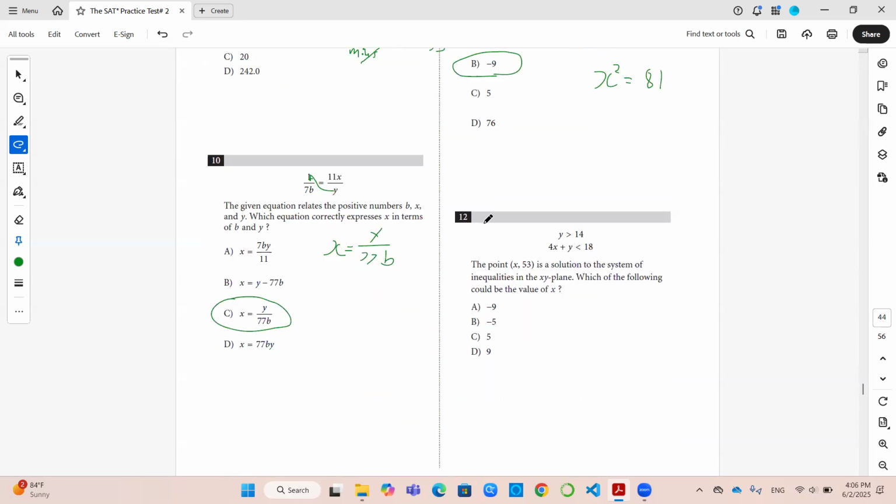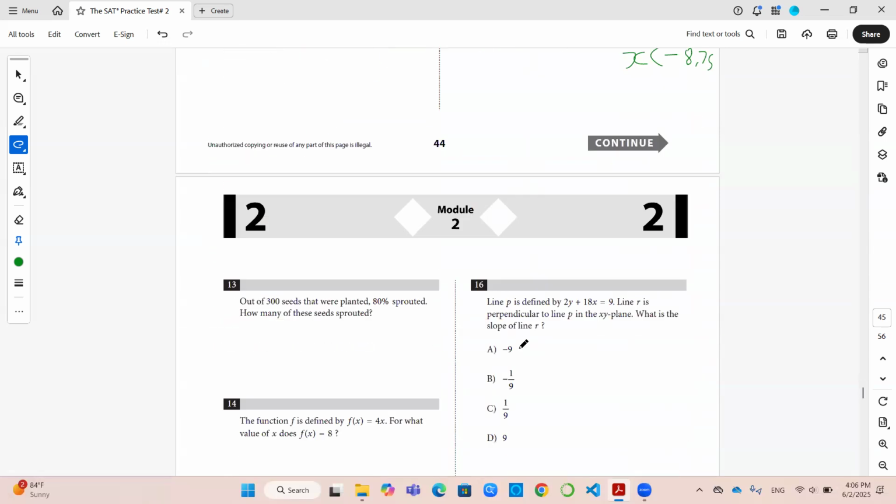The point x comma 53 is a solution to the system of inequalities in the xy plane. Which of the following could be the value of x? So I'm going to go ahead and put my y here. So 4x plus 53 is less than 18. 4x is less than 35. Oh, sorry, minus 35. x is less than minus 8.75. Minus 9 is indeed less than minus 8.75. So B, C, D are eliminated. A, as an apple, is the correct answer.